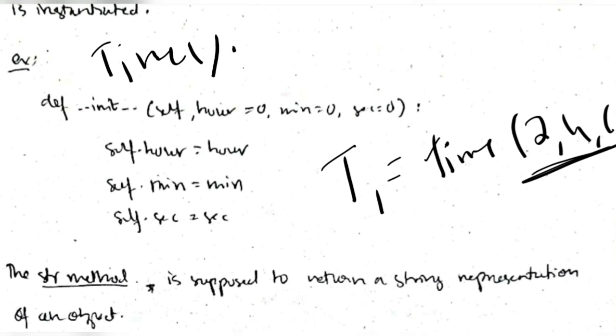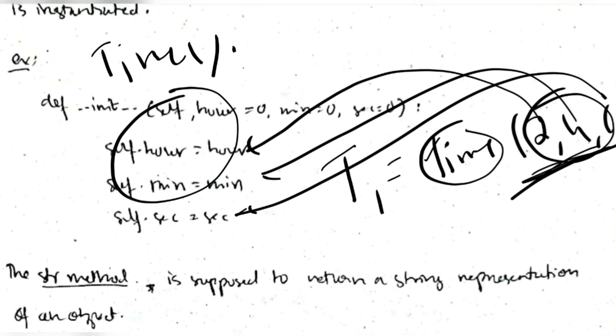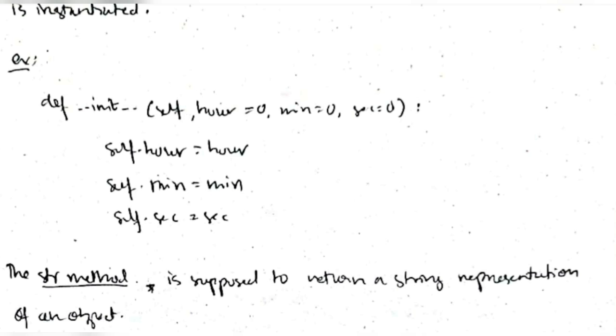If I pass these values here, and the class name is Time, 2 will come in hours, 4 will come in minutes, and 6 will come in seconds. So that's how the init function is used. If you don't write the init function, these things will not happen. That's why we are writing the init function.